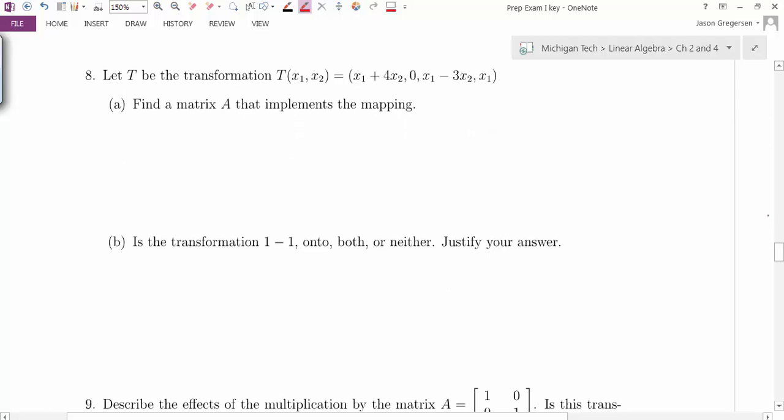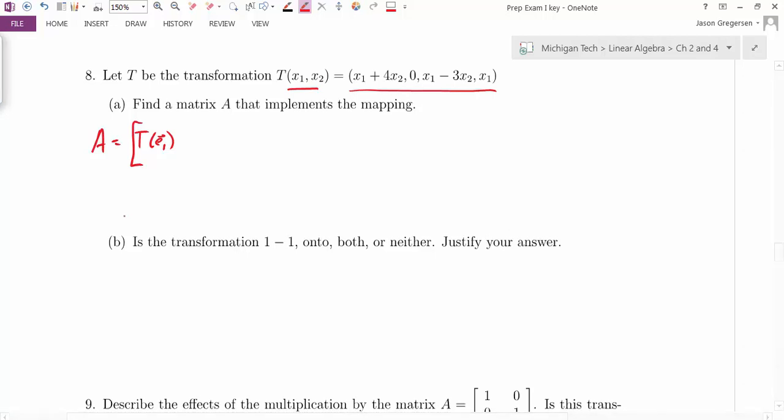Question 8 says, let T be the transformation that takes x1 and x2 and maps it to x1 plus 4x2, comma 0, comma x1 minus 3x2, comma x1. So a first step is to find the matrix A that implements this mapping. This matrix is just going to be a matrix whose columns are the transformations of the columns of the identity matrix.